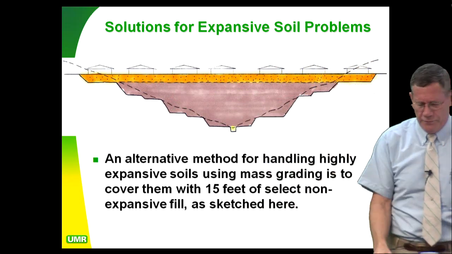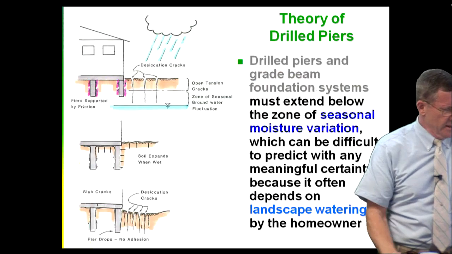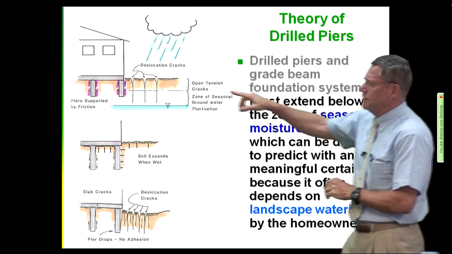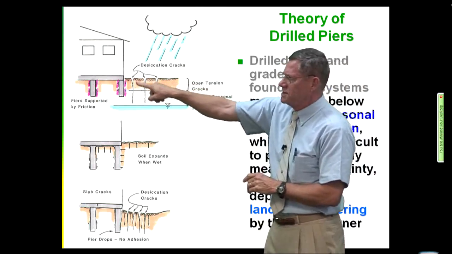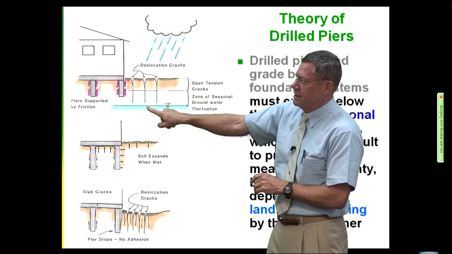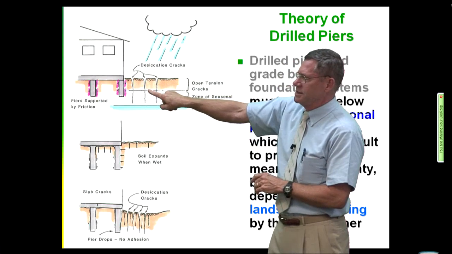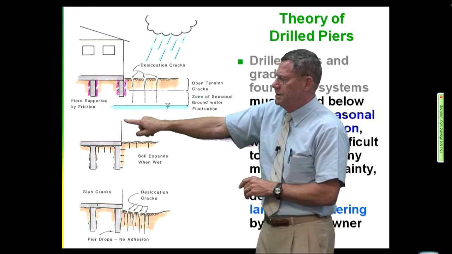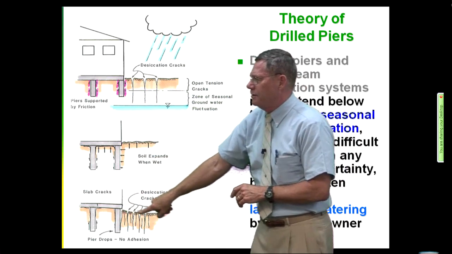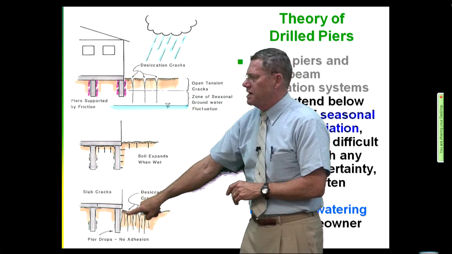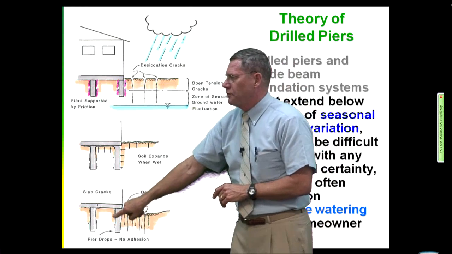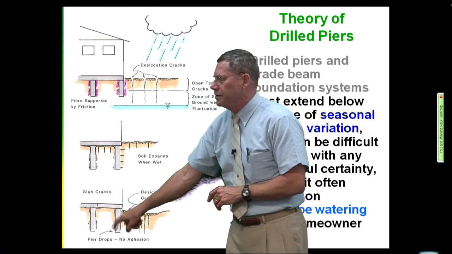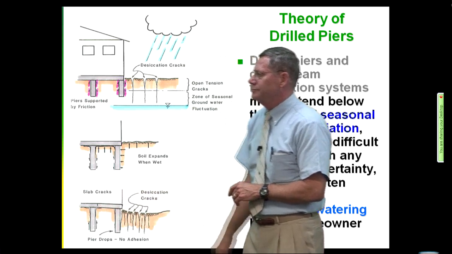We cover that in the 441 class. The theory of drilled piers is that you extend these piers below the zone of seasonal fluctuation. So this is the dry season, this is the wet season. Some might come all the way up to the ground surface. But those piers have to be deep enough so that when things dry out, you don't get a loss of adhesion along the pier. When that happens, the pier will drop and you'll break the grade beam.